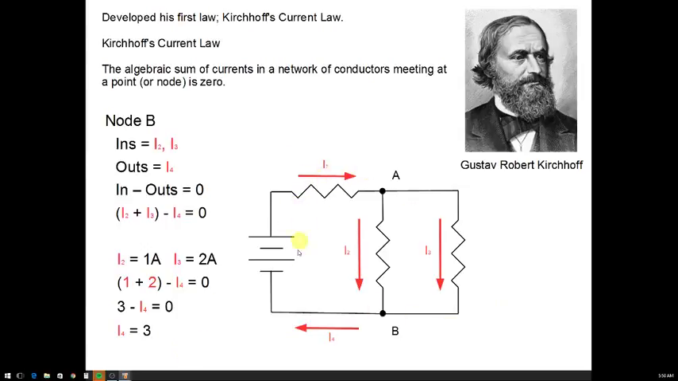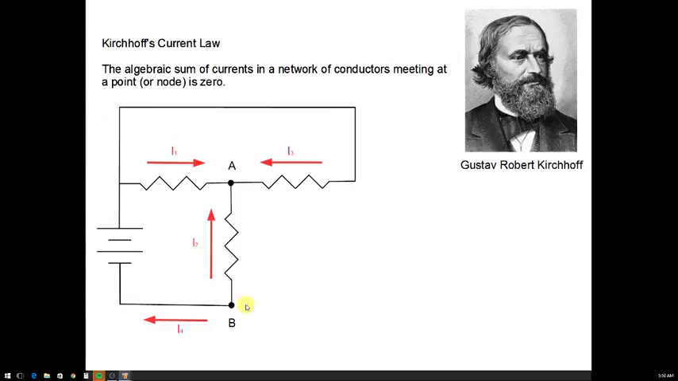But this is a simple circuit. Let's look at a little bit more difficult circuit. But this is fairly straightforward so far, I hope. Okay, now here is a branch where we have 3 current references, and they're all pointing into node A. Okay, let's see how this works out.